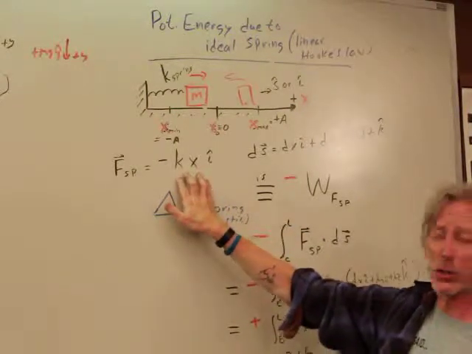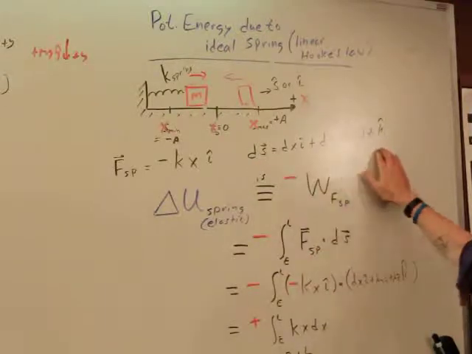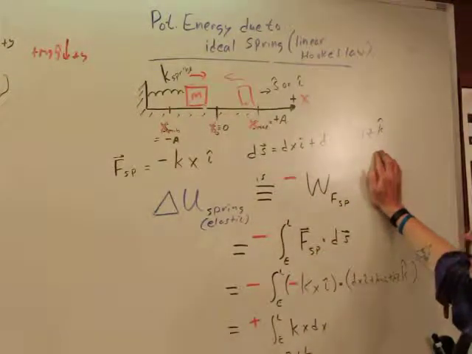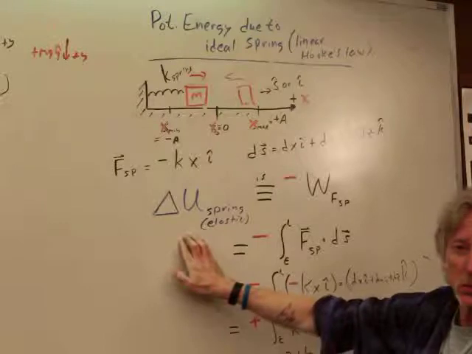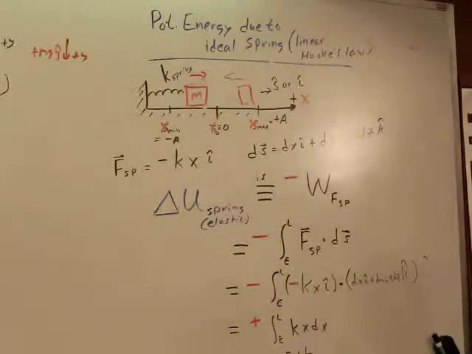There's an equation for the force. Here's an equation for displacement in general, x, y, and z components. Here's the definition for potential energy change, in this case the spring. It is the negative work from that conservative force.